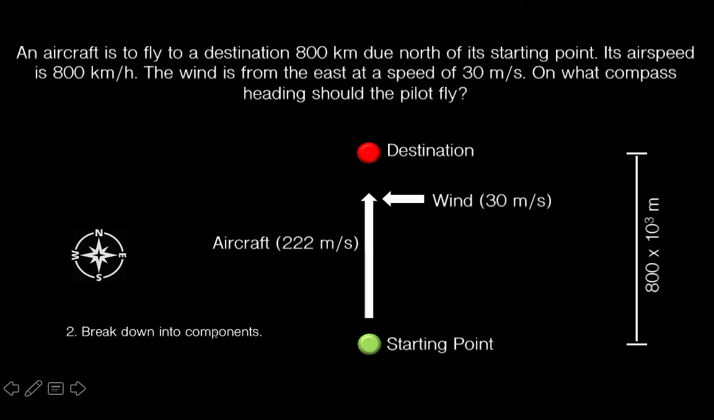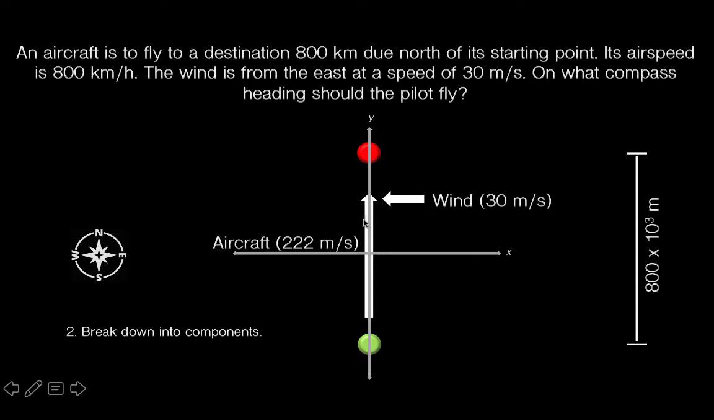Next, let's break these down into components. Before we do that, notice that the aircraft is purely in the y direction, and the wind is purely in the x direction. That's made easier to visualize if we introduce this two-dimensional coordinate system with the y-axis and the x-axis.